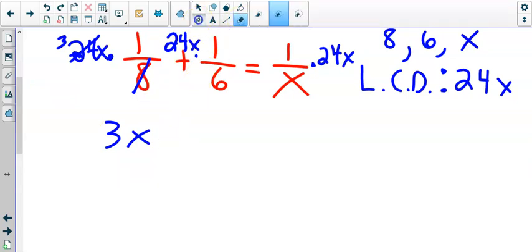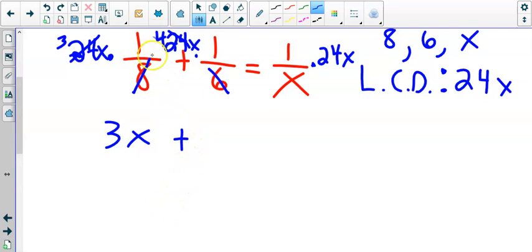And then we have plus, what's going to happen between the 24X and the 6? 6 goes away, and the 24 becomes a 4. So 4X times 1 is 4X. Equal to, what's going to happen over here between the X's? Yeah, the X's go away, leaving us with 24. Much easier to solve there. So 3X plus 4X equals 24.